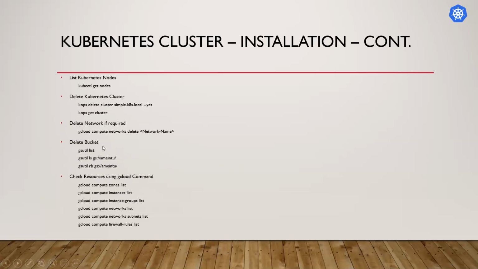So here you can see when we run this command for deletion, it will delete all those resources which we created earlier. And suppose if the network is not required, we can go and delete it manually, and the bucket we need to delete manually. And we need to check only whether these resources are deleted or not.